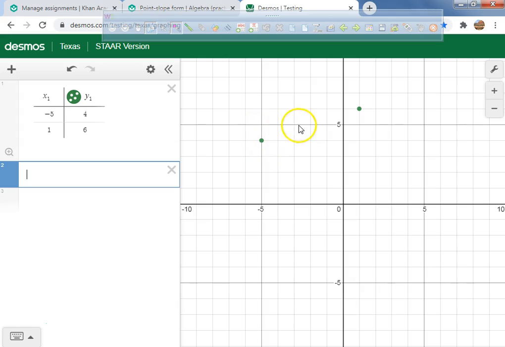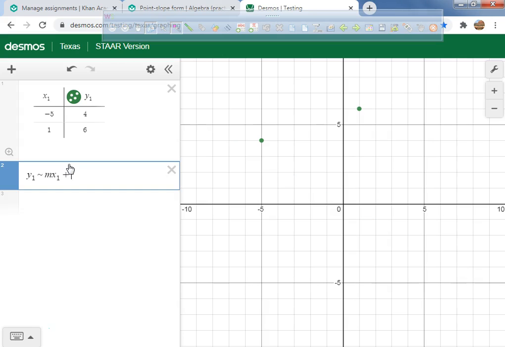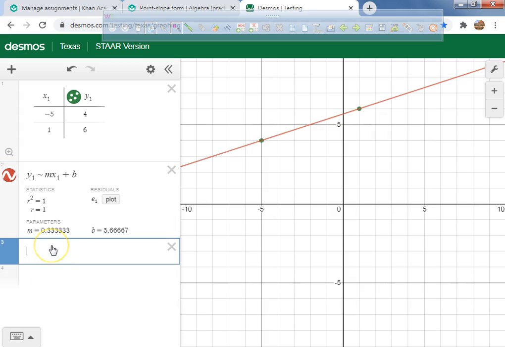Can you guys see how it goes up 1 over 3, up 1 over 3, just by visualizing it maybe? Up 1 over 3. Okay. y1 tilde mx1 plus b. Now, does everybody see the fraction that happens right there? Do you see that? Now, that doesn't give us the fraction.